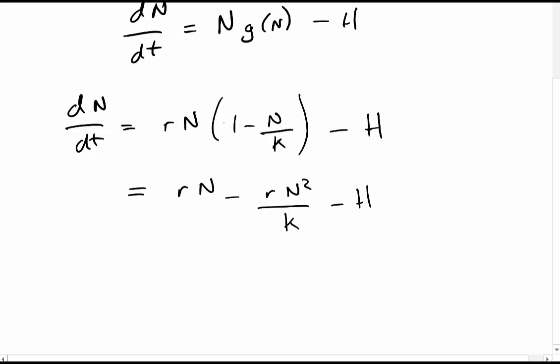Okay, and I'm just going to rewrite this in a slightly nicer way. So I'm going to stick minus r on K, N squared at the front, so this term at the front. So we write the highest power at the beginning, plus rN, and we're going to have minus h, and that's fine.